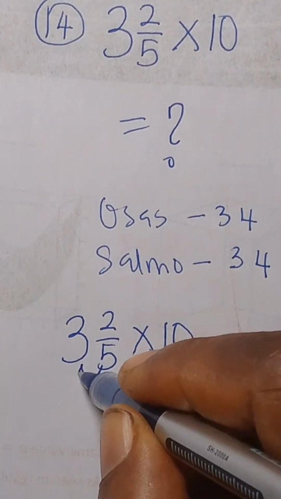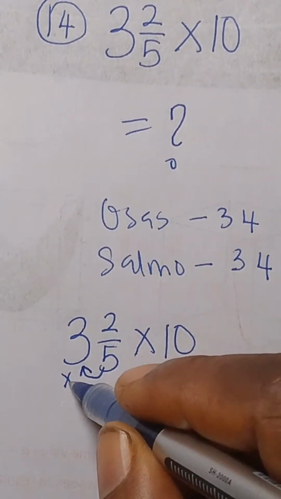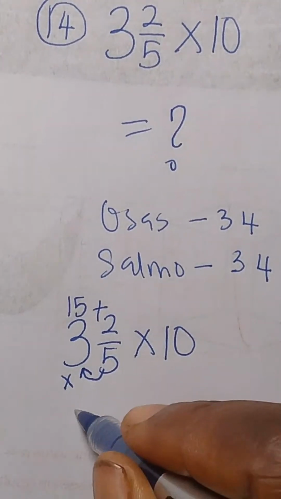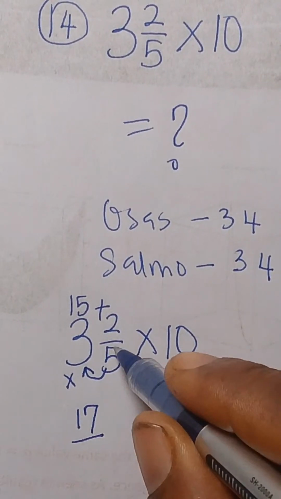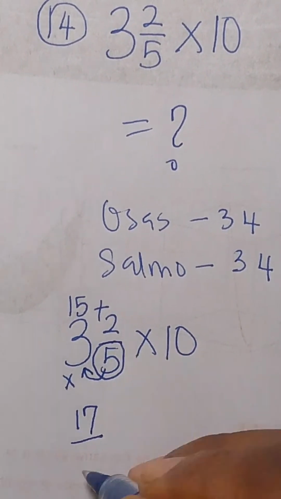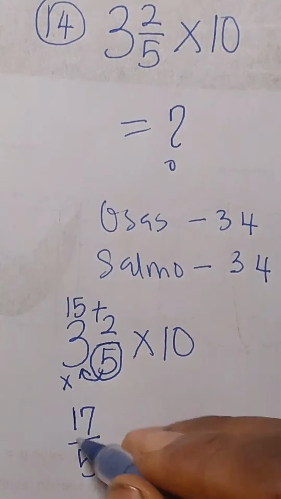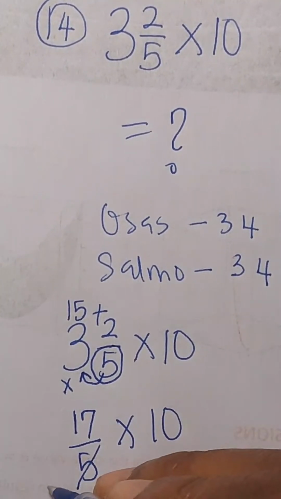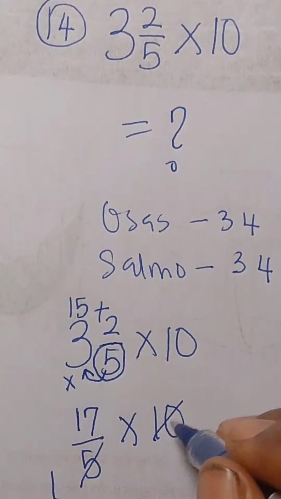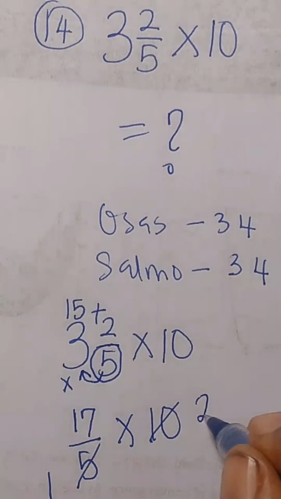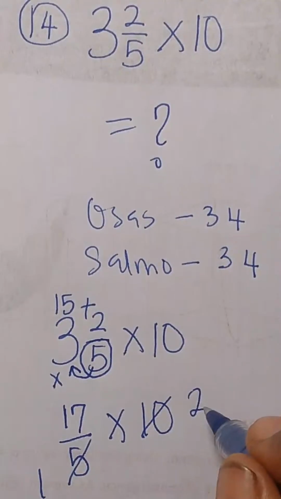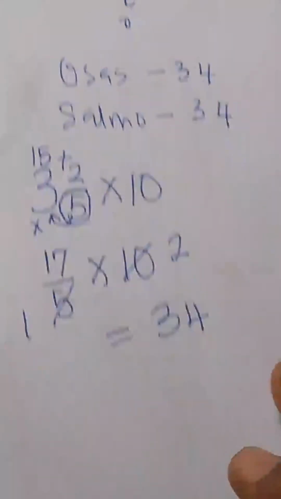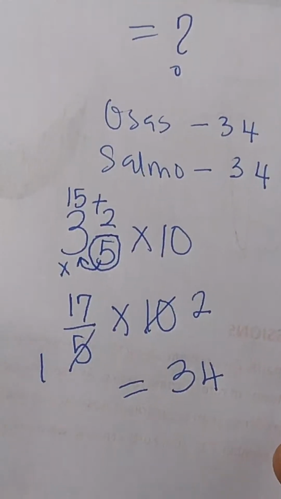You do 3 times 5, which gives us 15. 15 plus 2 gives us 17 all over the denominator of the fraction here, 5. All right, times 10. 5 cancel 5 gives us 1. 10 divided by 5 gives us 2. And we are left with 17 times 2, and that is 34. So our answer is 34.